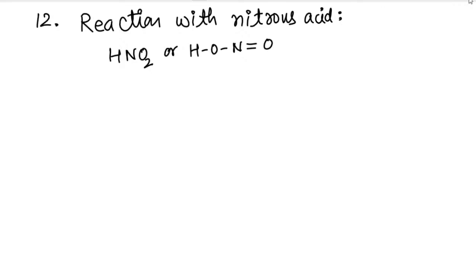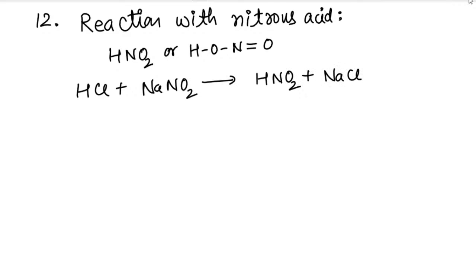You know what is in situ? It means it is prepared in the reaction mixture by the action of dilute hydrochloric acid on sodium nitrite. So HCl, when it reacts with sodium nitrite, we get HNO2 and NaCl. So this is the nitrous acid which is prepared in situ. Let us see what happens with primary aliphatic amines.